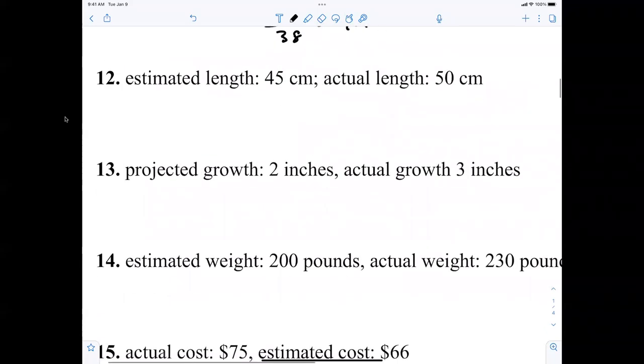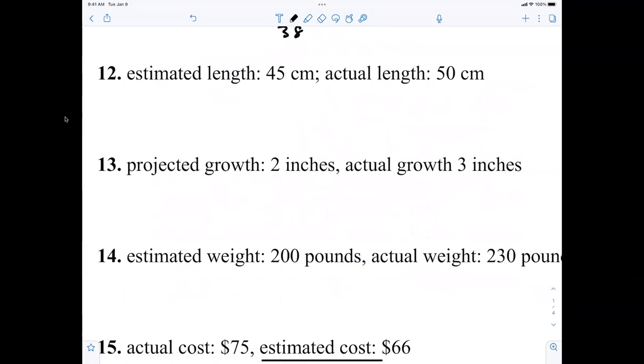All right, come on, 12. Let's make sure we can get this right. What do I do? Okay, so it's 5 over 50, and then you divide that, and you got 0.1. Yes, 10%.